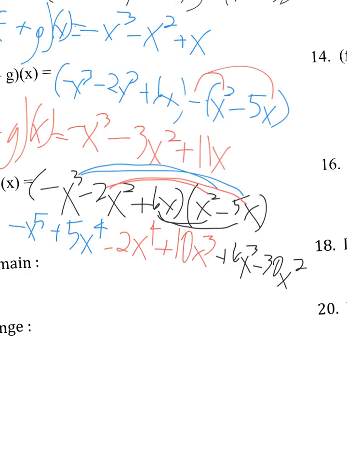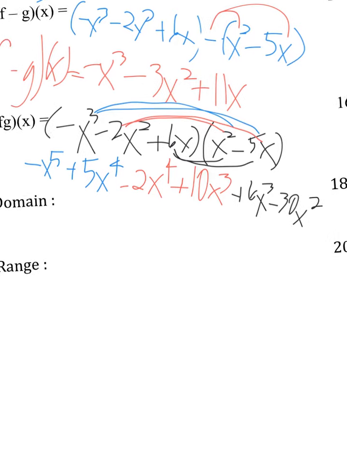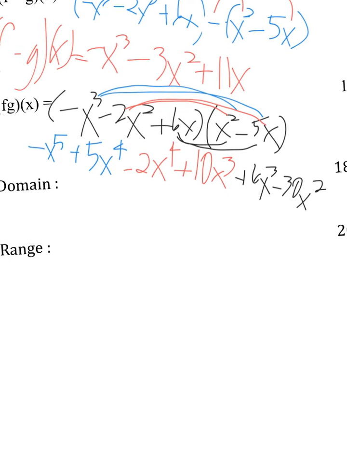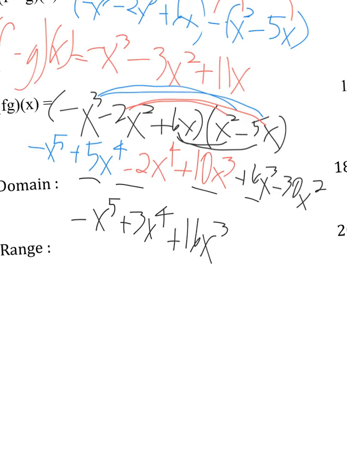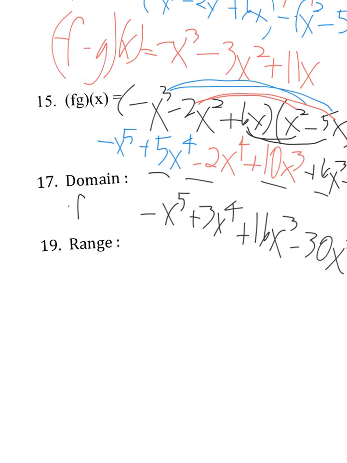And are there any like terms you can add together, or combine together, I should say? And so we have 5x to the fourth minus 2x to the fourth. So we have negative x to the fifth plus 3x to the fourth. And then these two are like terms, so that becomes 16x to the third minus 30x squared. And this is my f times g.